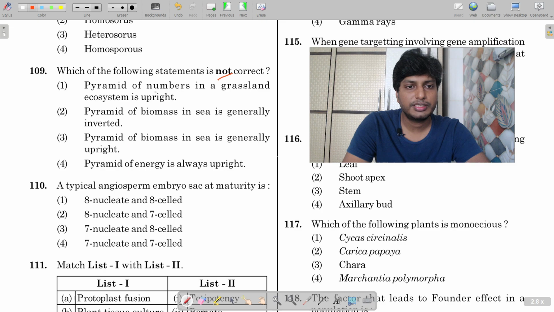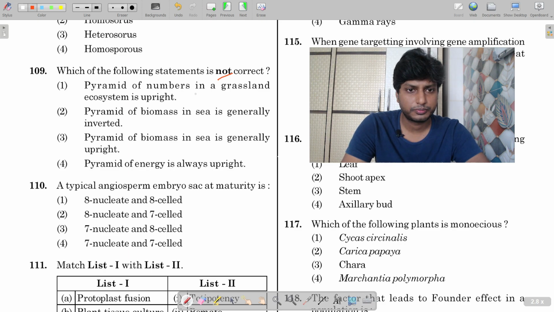So the first statement says that the pyramid of numbers in a grassland ecosystem is upright. Yes, of course. As far as the numbers are concerned, population-wise, the highest is the producers, then come the primary consumers, the secondary consumers, then the tertiary consumers. So of course the answer is right over here.